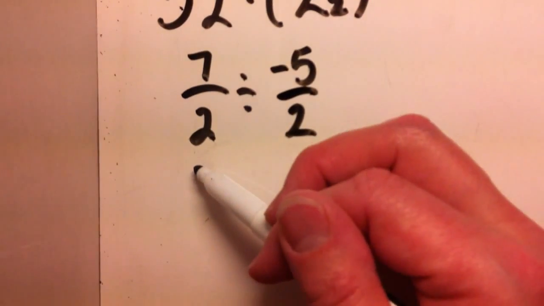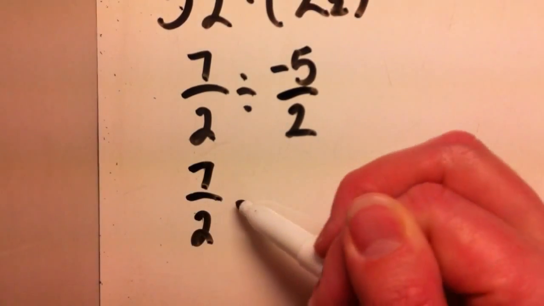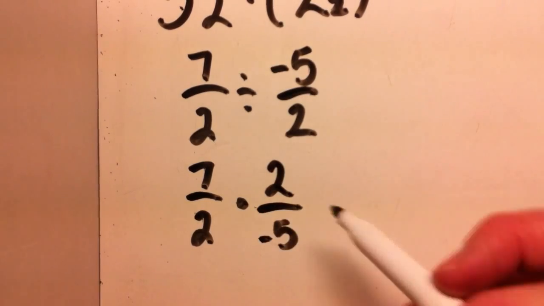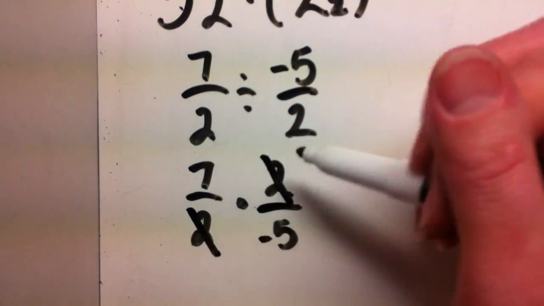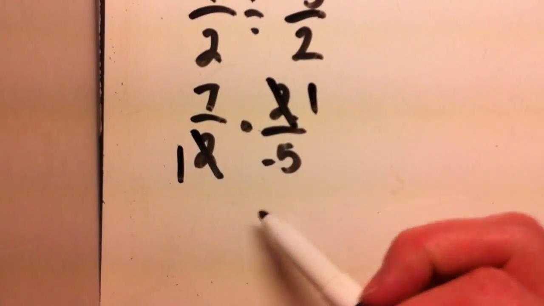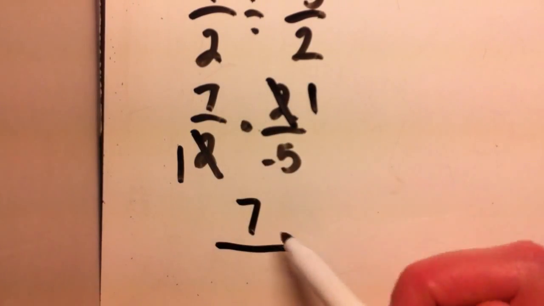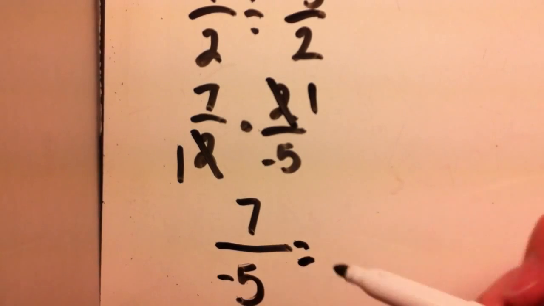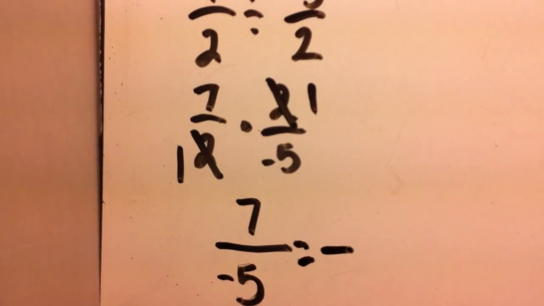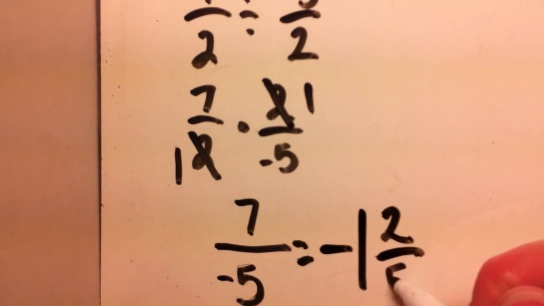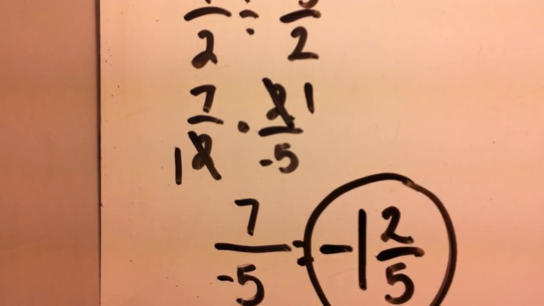Now, rewrite it as multiplication. So 7/2 times 2 over -5. The 2's are going to cancel each other out because they can both be divided by 2. So just multiply. 7 times 1 is 7. 1 times -5 is -5. Since this has a negative sign in it, I know that my mixed number is going to be negative. 5 goes into 7 one time with 2 remainder. So -1 and 2/5.